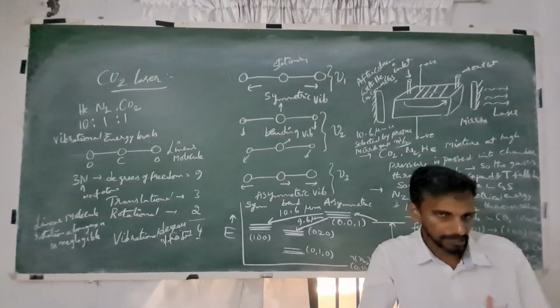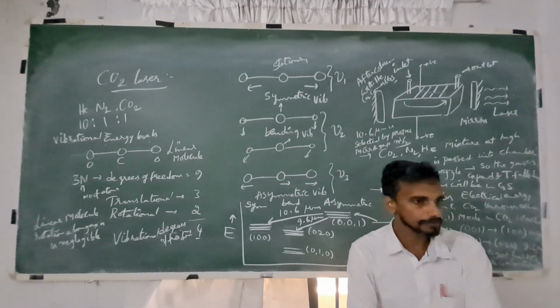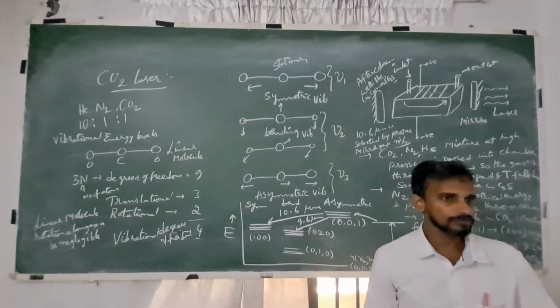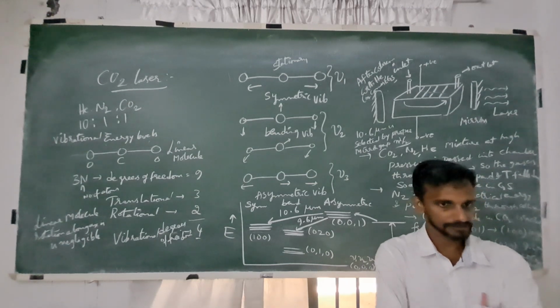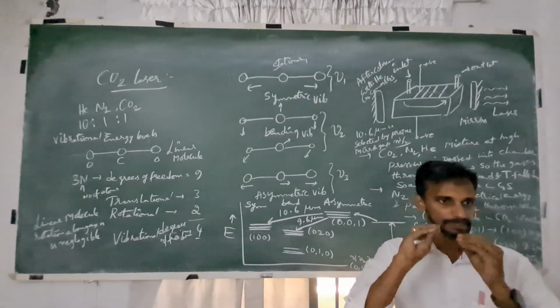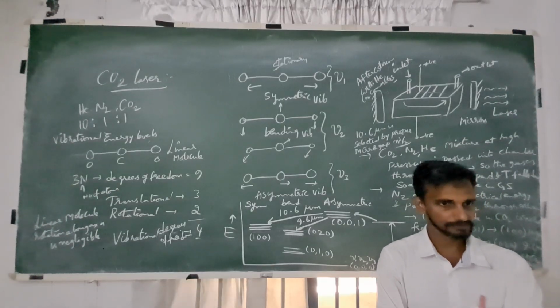So if you supply suitable energy directly for carbon dioxide, what happens? All carbon dioxide molecules will be excited in one shot and they will never come back to the ground state, because you have a continuous supply of electric field. So all molecules will be in the excited state forever. You will never have a laser action.